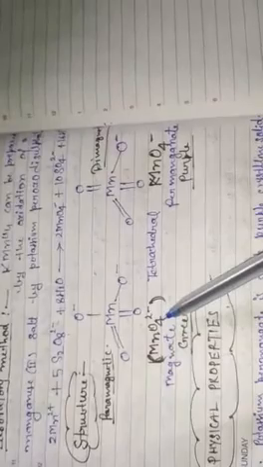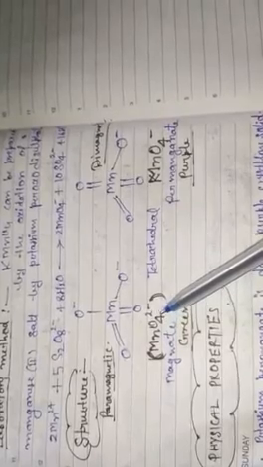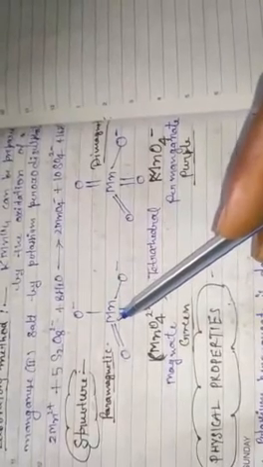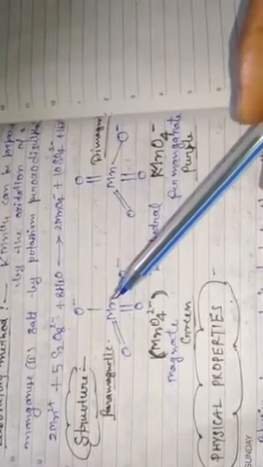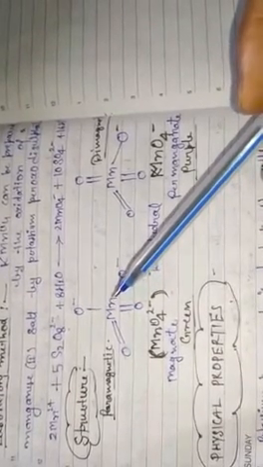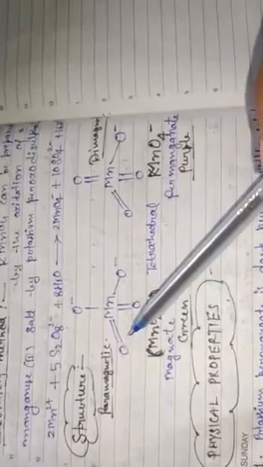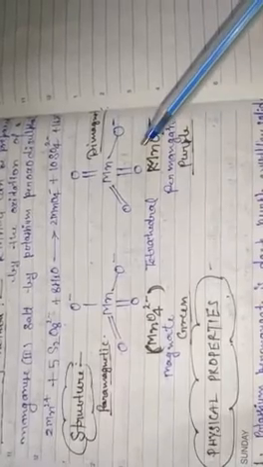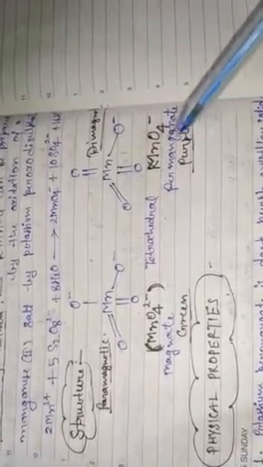Now the structures. Manganate and permanganate both have a tetrahedral structure, but in the case of the manganate ion, it is green in color. Why does it show green color? It is due to d-d transition, meaning it can absorb light in the visible range. It has one unpaired electron, so it is paramagnetic. Permanganate ion is diamagnetic because it has no unpaired electrons, and its color is purple.